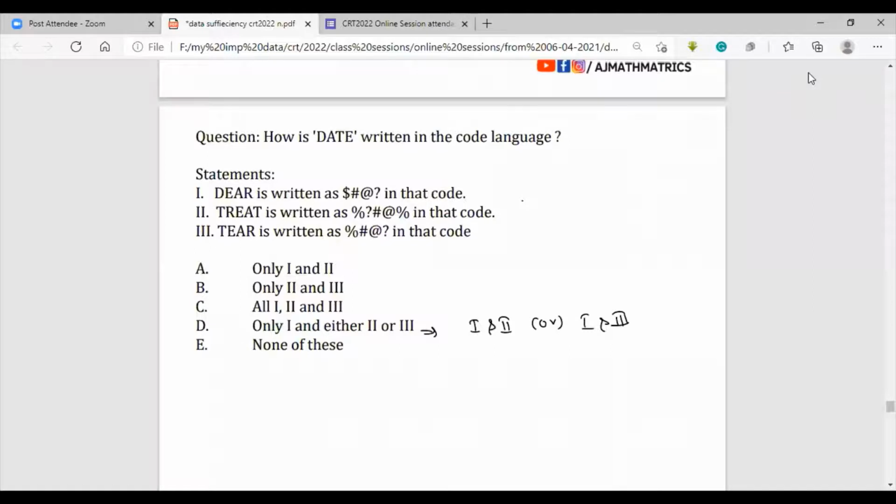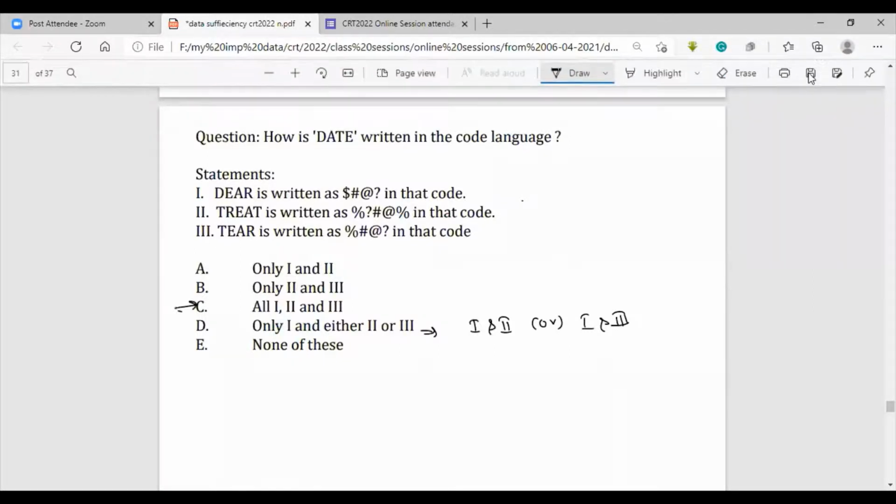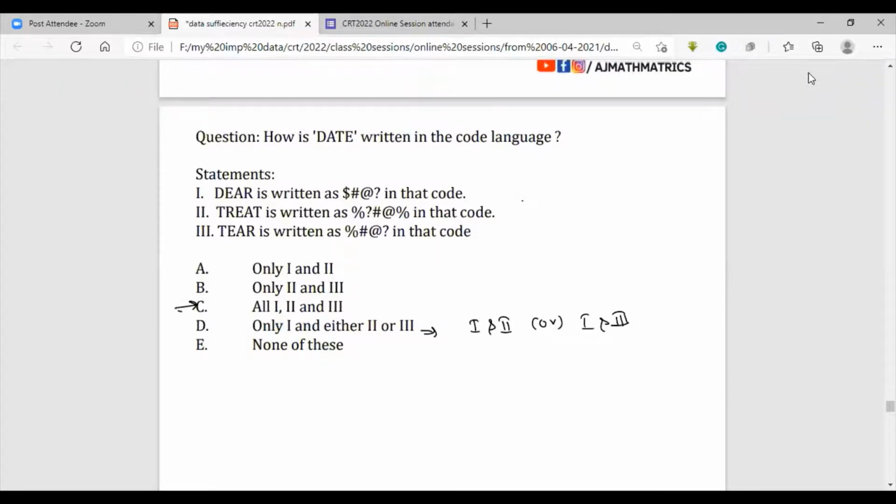Now I just want to check C first. Why? Because if you want to pick C, all 3 are required. If all 3 are required, then I will go with C. And D means either 1 and 2 or 1 and 3. So what's the difference between C and D? C says 1, 2, and 3: when you combine these 3, then only we'll get the answer.